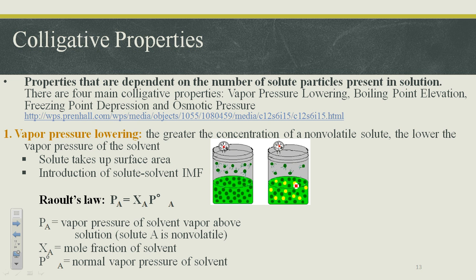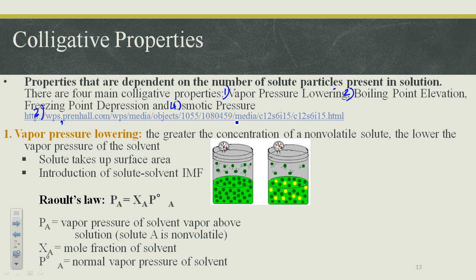There are four main colligative properties that we are going to study. First one is called vapor pressure lowering. Second is called boiling point elevation. Third is called freezing point depression. And the fourth one is called osmotic pressure. And you can go on the link here and watch the animation. I will be showing you some other animations in a minute.